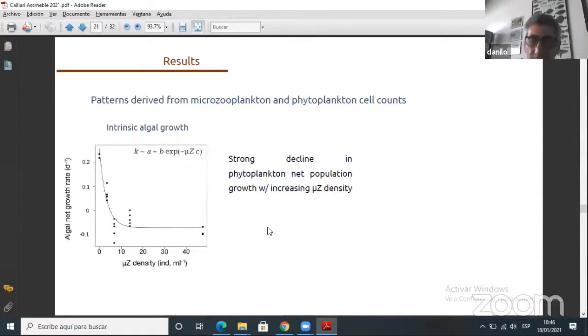And here we see some of the patterns that we observed in the experiment. This is the algal net growth rate plotted against microzooplankton density. We see a strong decline in phytoplankton growth as we move from highly diluted to less diluted predators. That's more or less what would be expected: the more predators, the more they eat, and the less the net growth of the phytoplankton.